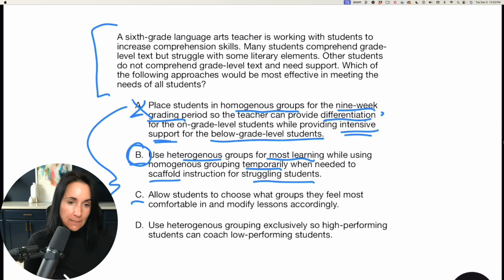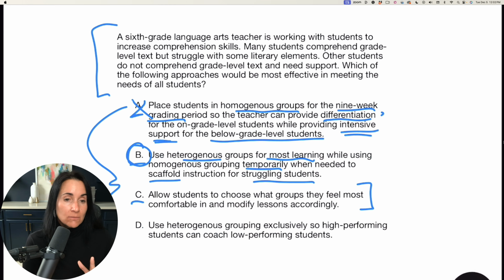Let's have a look at C. Allow students to choose what groups they feel most comfortable in and modify lessons accordingly. Now, if you're not a teacher, you might think, well, that's good. Student choice is good. Yeah, but have you ever stood in the front of a classroom and said, okay, guys, get into the groups of your choice? Oh my gosh, watch the chaos ensue.